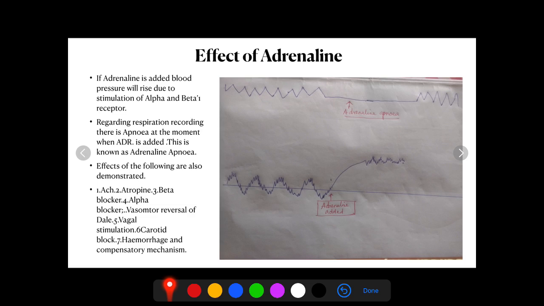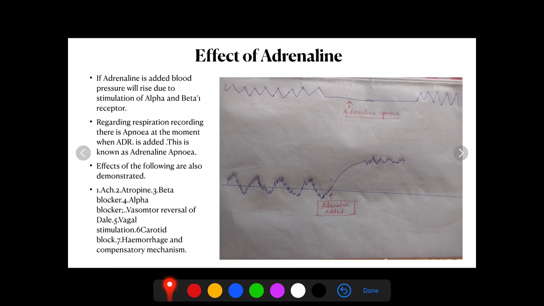Next, alpha blocker. Now, phentolamine and phenoxybenzamine are two well-known alpha blockers. Now, if you add this alpha blocking agent, alpha will be blocked. So there will be unopposed action of beta 1 and beta 2. Now, after adding an alpha blocker, if we use adrenaline, what will happen? Instead of a rise of the blood pressure, there will be a fall of the blood pressure.